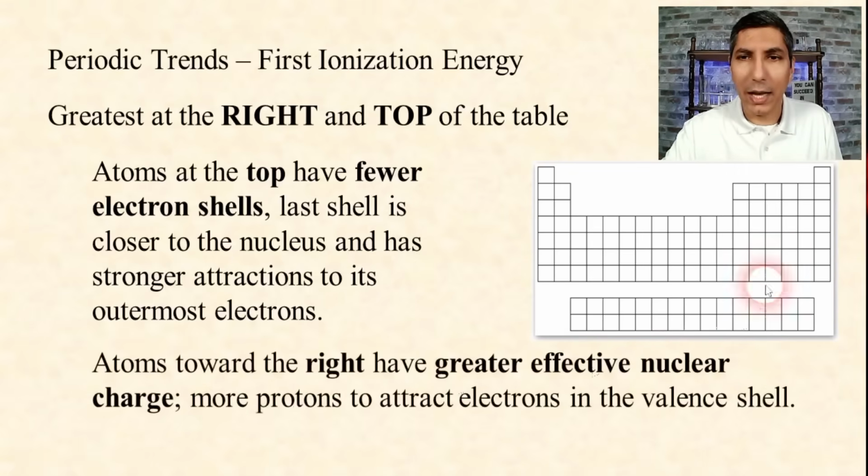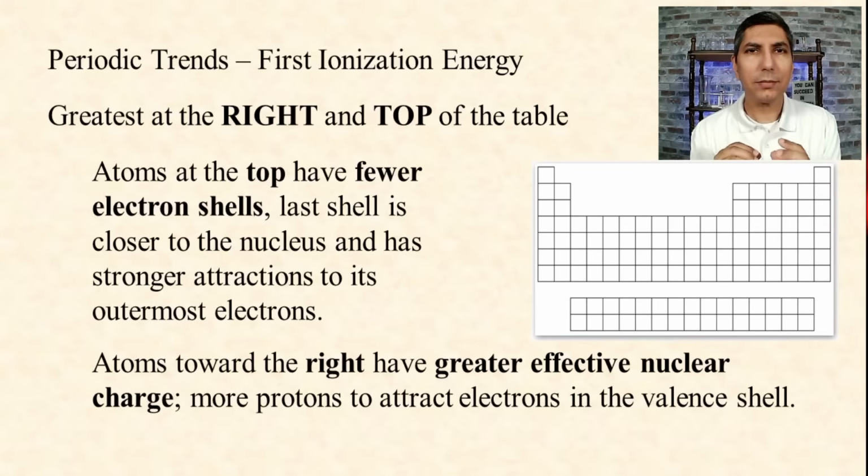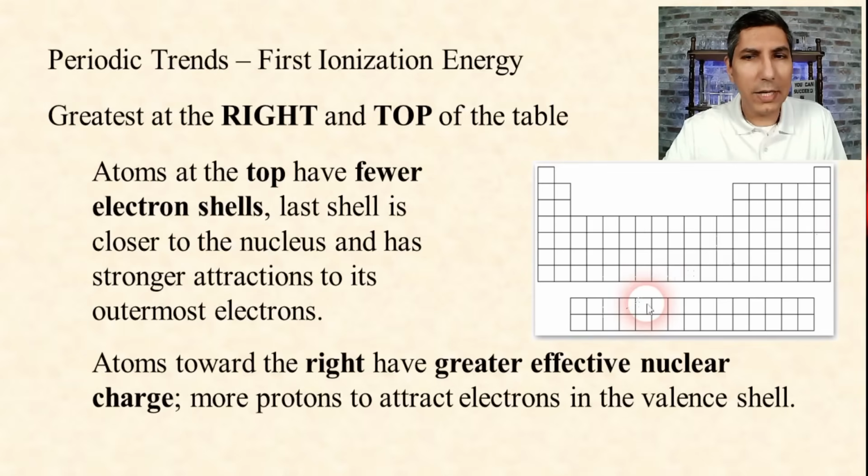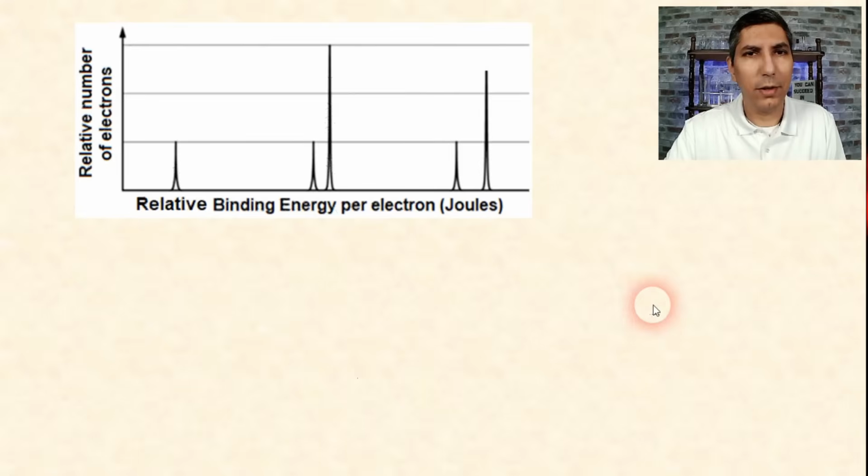Now, on the right side, it's kind of the same way as we had for atomic radius. On the right side, you have greater effective nuclear charge. So that means that since you have more protons as you go to the right, it's going to be able to pull in those electron shells a whole lot more tightly than those atoms that have fewer protons. And so that's the reasoning that you want to share with your reader if you have an essay question about this.